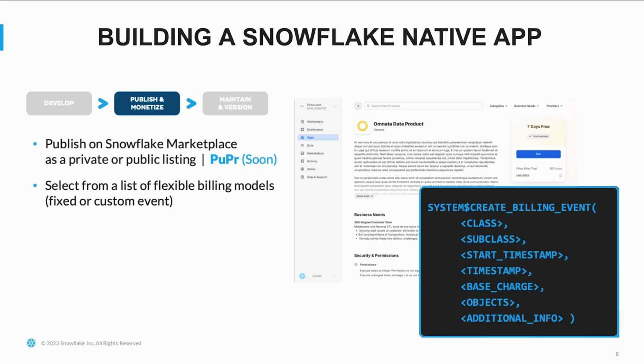And then you can also attach a billing model to your app. And I mentioned earlier about being able to monetize and drive revenue through your native app. Maybe you have a fixed billing model where that is set and doesn't change. Or maybe you have a billing model that is dependent on custom events. So maybe events that are happening or being emitted through your native app, and the billing model is dependent on those. That's another type of model that you can select.